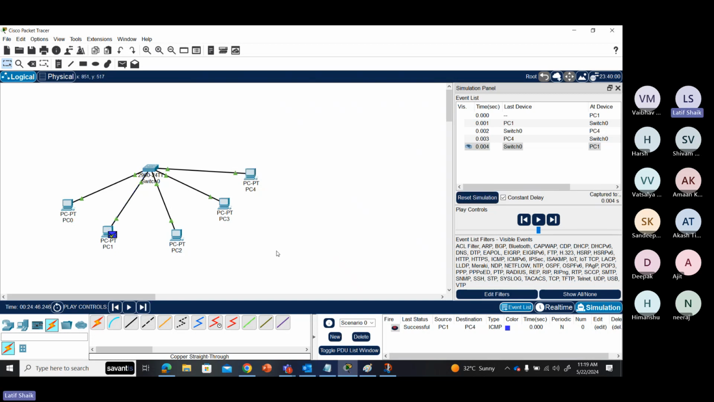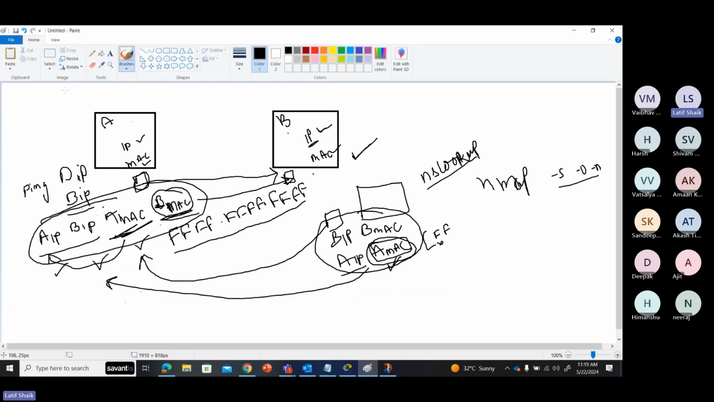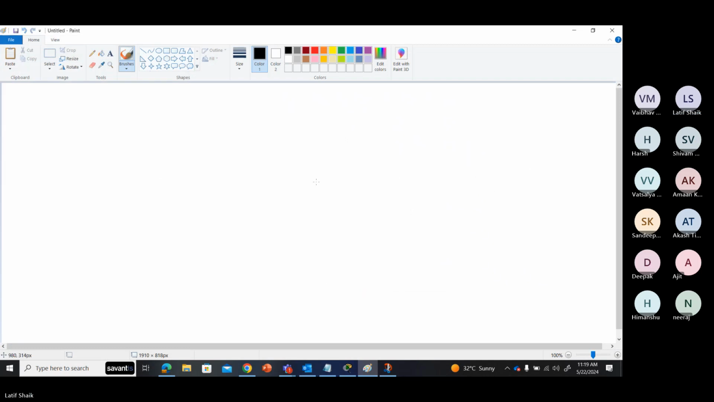What happened? First time it is broadcast, next time it is not broadcasting. Okay, understand that part. That's enough, it's not required more. First time it does broadcast, second time it is not broadcasting. Understand that part or not? That's the only point, not everything. Again, people are silent.